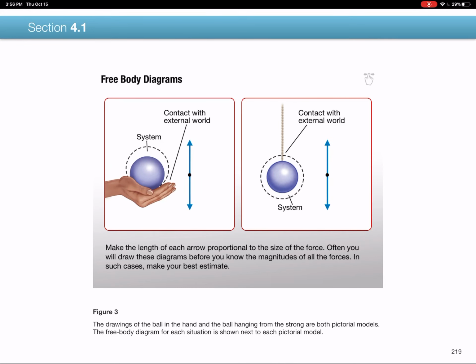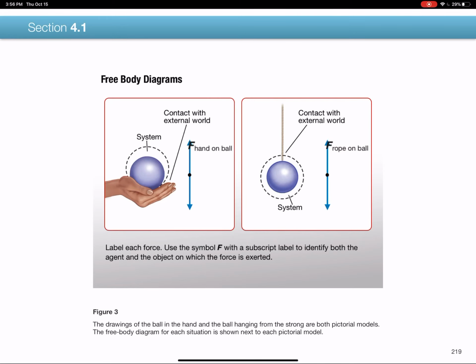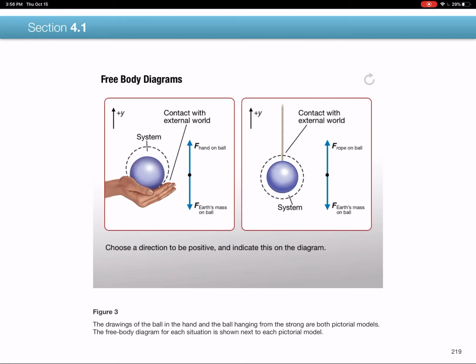So make the length of each arrow proportional to the size of the force. Often you'll draw these before you know exactly how big the forces are, so just use your best estimate. Finally, very important step, really important come quiz time, make sure to put labels on each of the forces. A capital F for force, the subscript will say what type of force it is. Finally, we choose a direction to be positive and indicate this on the diagram. In this case, we have the upward direction being positive. That's a common convention. If you're pushing something sideways, you might say going to the right is the positive direction.